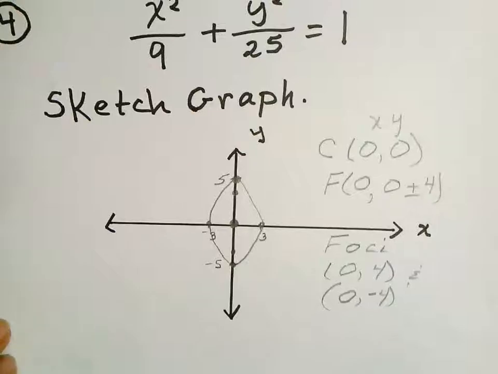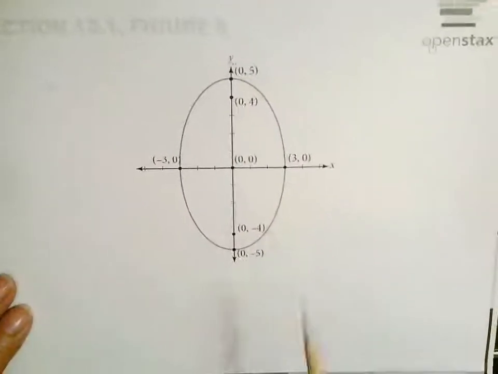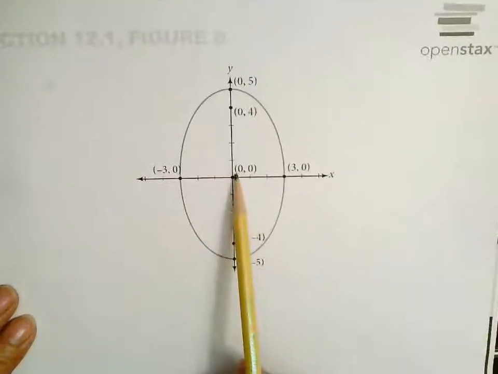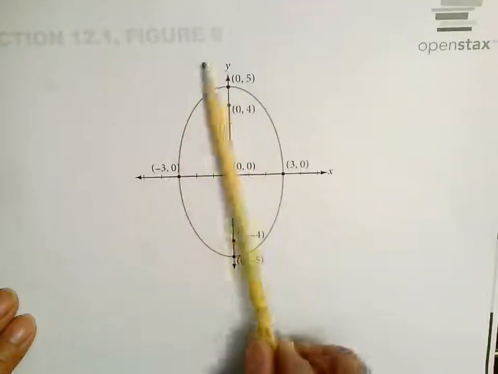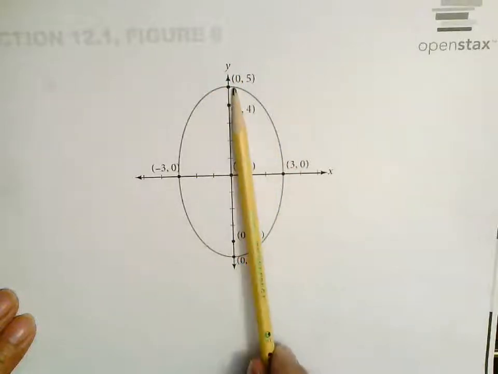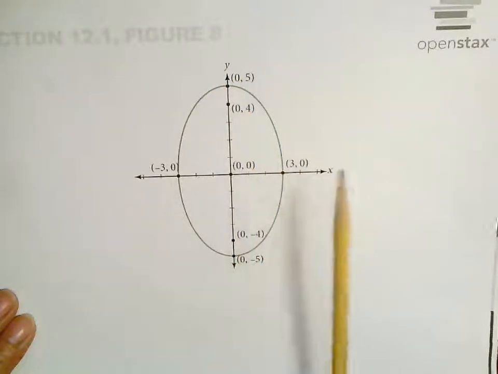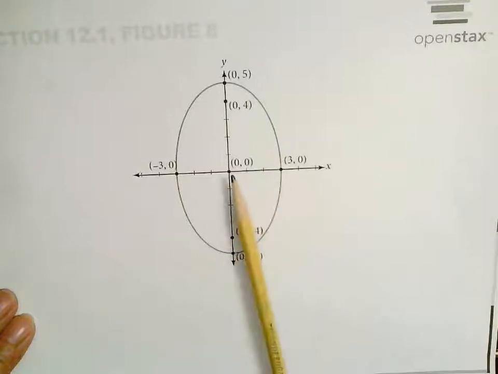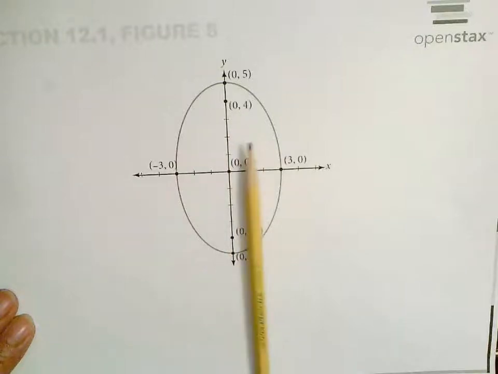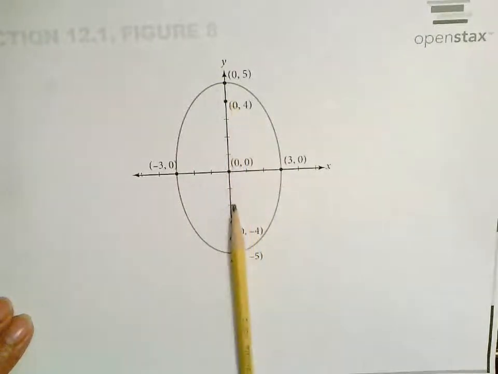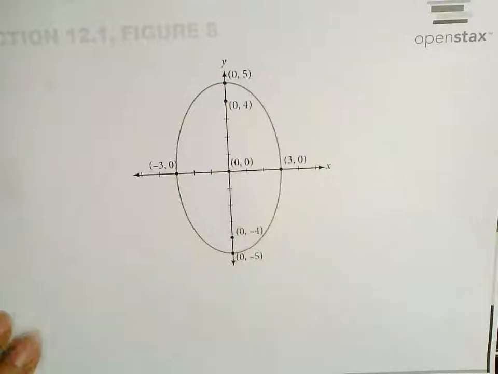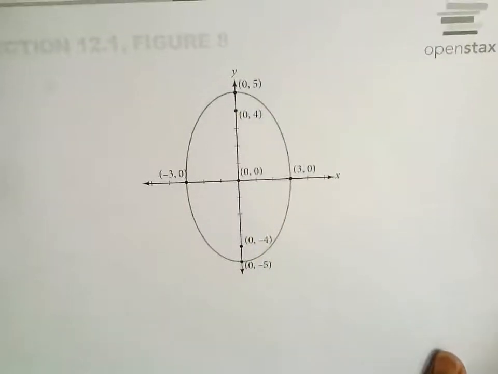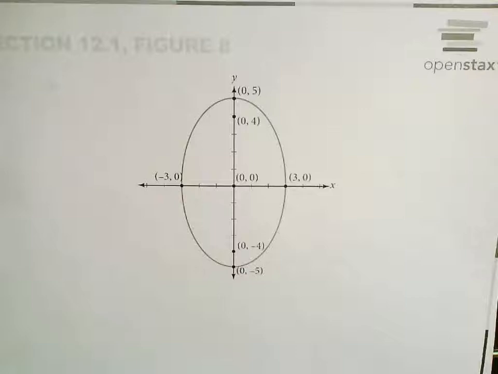Now here is a graph that looks a little bit better than this one. You see how we have our center here at the origin. We have a vertical major axis. We moved up 5 and down 5 because the A was 5. Then the B was 3, so we moved to the right of the center 3 units, and to the left. And you see the foci points are always on the major axis, so we went up 4 units and down 4 units. So this is our graph of our ellipse.